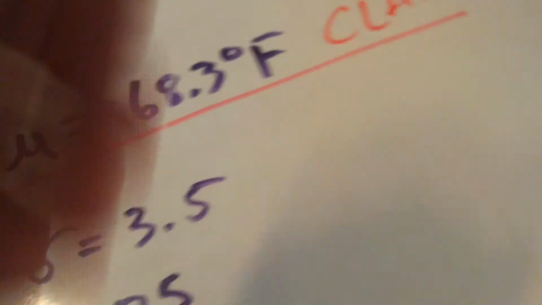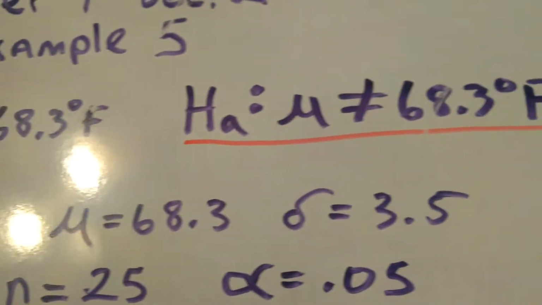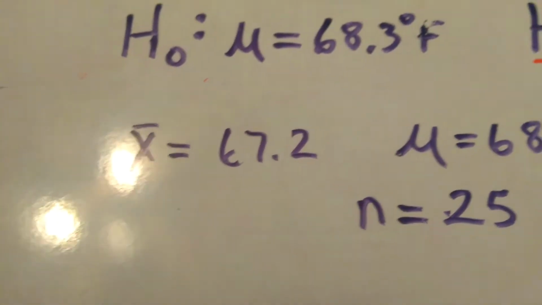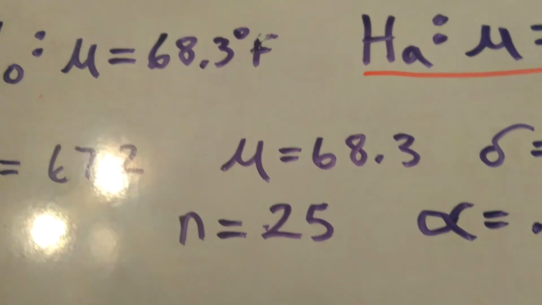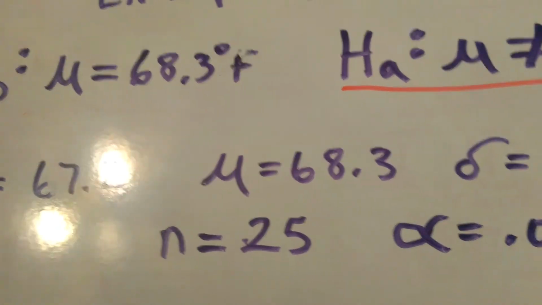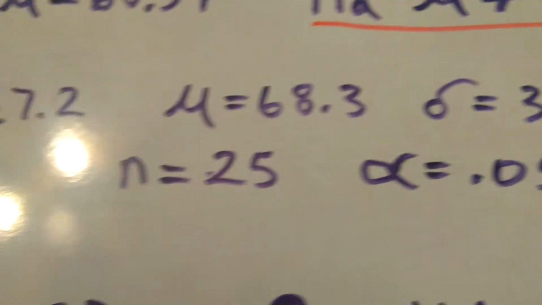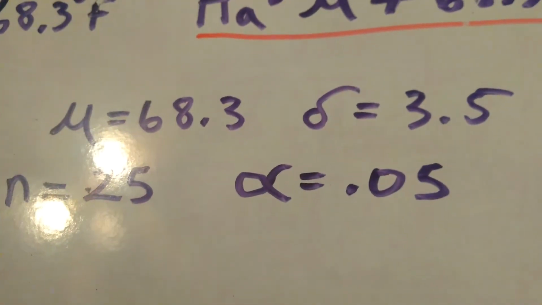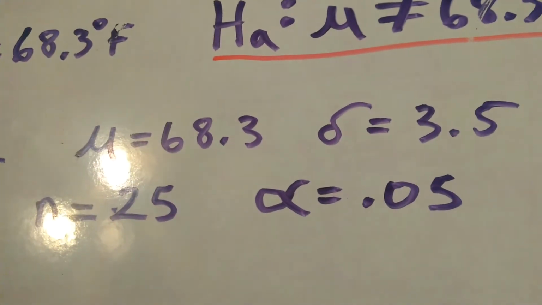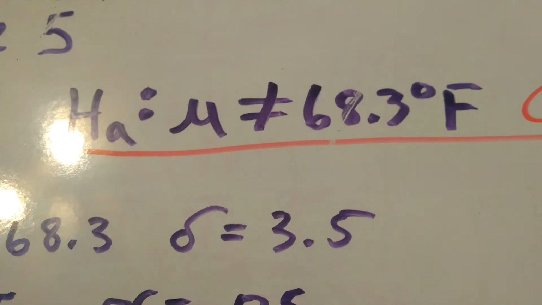All right, so there's our null hypothesis again, equal, our alternative, not equal. There's our x bar at 67.2. There's our mu, which is 68.3. Notice that our mu is always in the hypotheses, which is our population mean. There's our sigma. There's our n. There's our alpha. So these are the only values we need to solve this problem. Remember, the claim is that it's not 68.3.